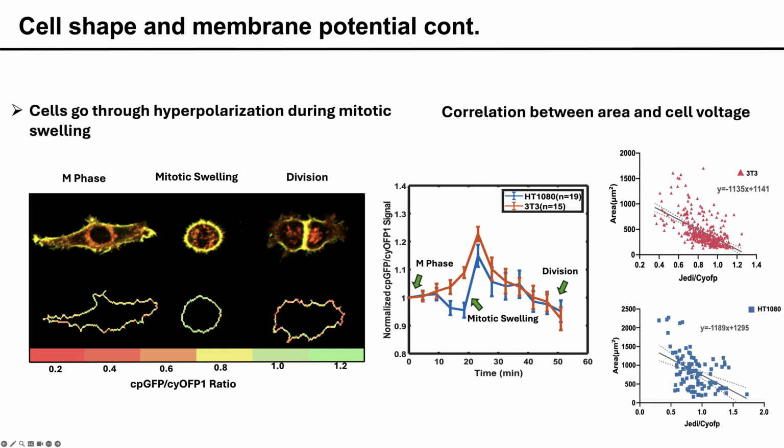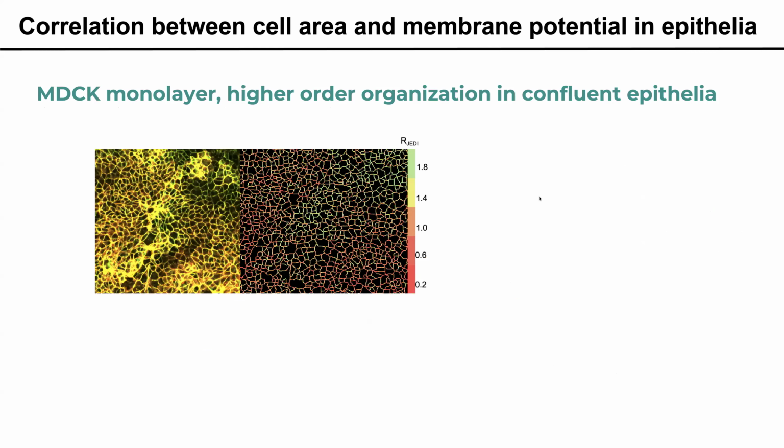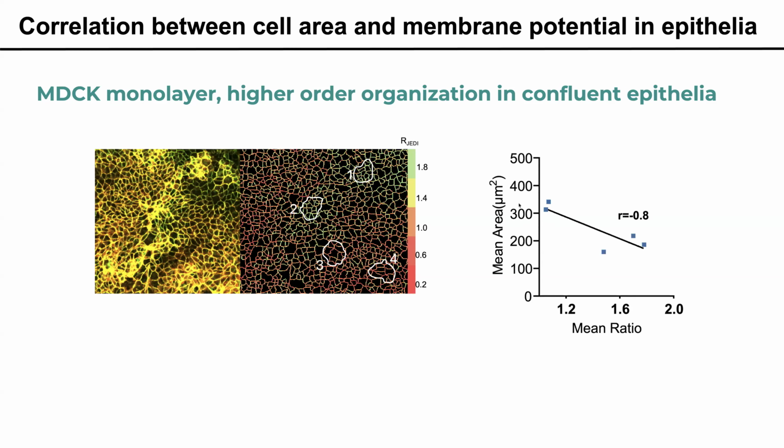So there's some coupling going on between cell shape and also membrane potential. And then, in the closing few minutes, I'll just tell you a little bit about higher level organization in things like epithelia. In epithelia, it's not just a single cell that shows membrane potential heterogeneity, but also there are domains in epithelium which show higher order structures, right? So this is, for example, a confluent MDCK epithelium.